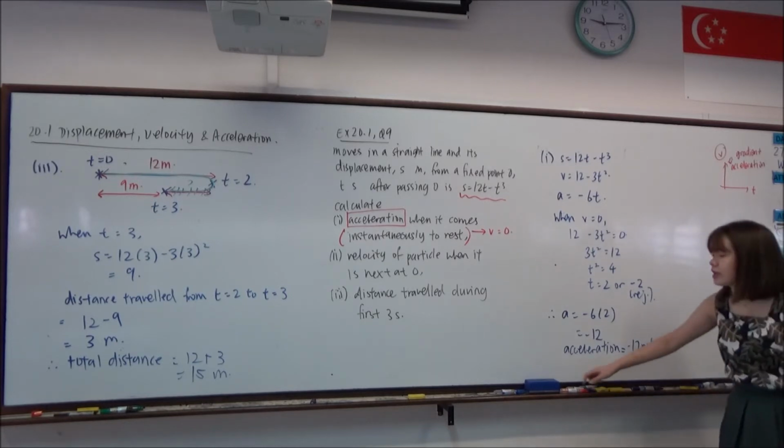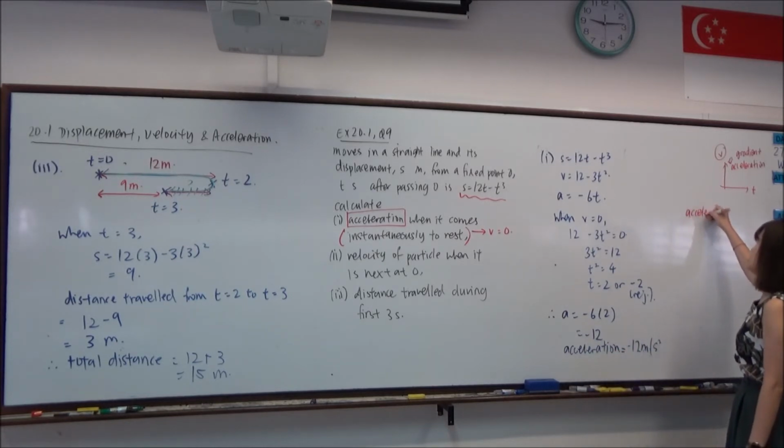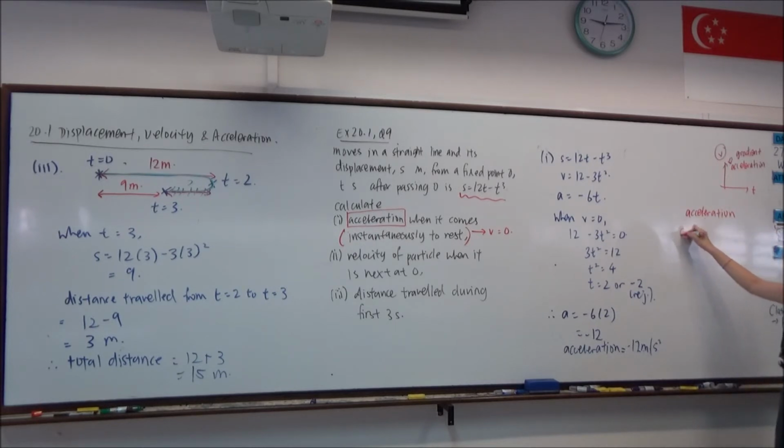Note that for acceleration, how we interpret the positive, negative, and zero of acceleration is actually different. In this case, when acceleration is negative 12, it actually means that it is slowing down, or decelerating. And when it is positive, it means that it is speeding up. So the negative and positive of acceleration doesn't really tell us the direction. It is only the negative and positive of the displacement and the velocity that tell us the direction.